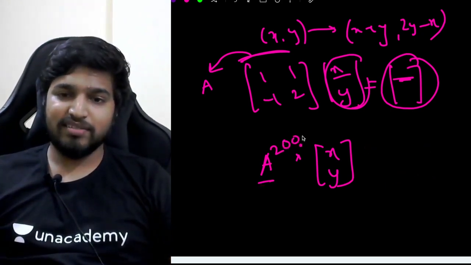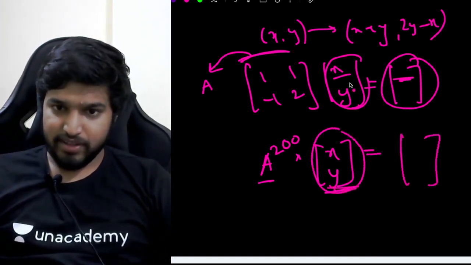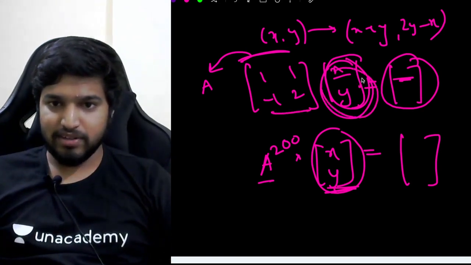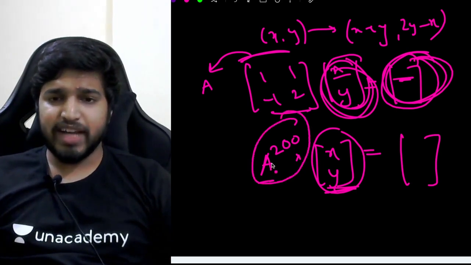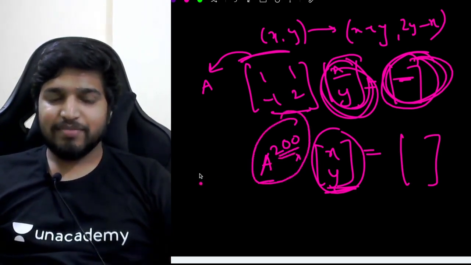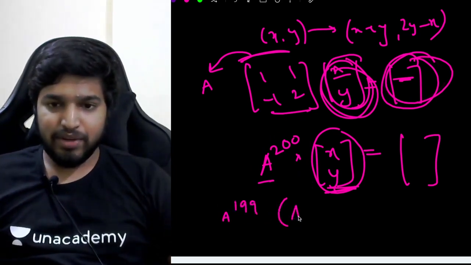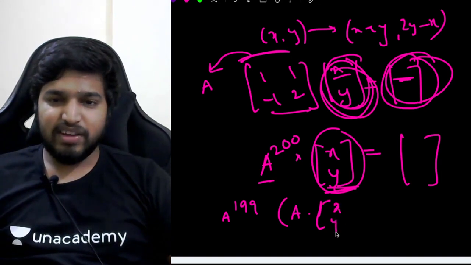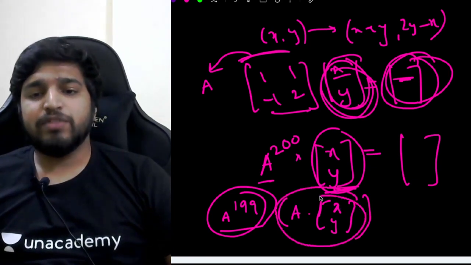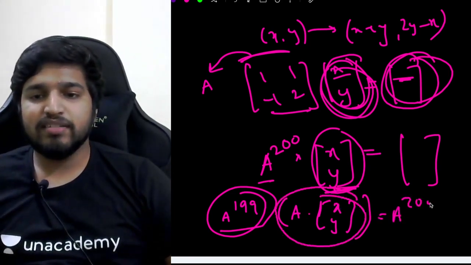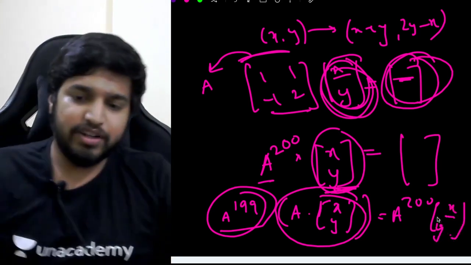if you make it 200, this is the point basically. If you apply this transformation to this point, you get a new point, a single transformed point. If you apply this transformation 200 times, that's A to the power 200, you can write it as this also, like A to the power 199 into A into xy. That is, you're applying this transformation to an applied transformation. It's basically A to the power 200 into xy. Got it?